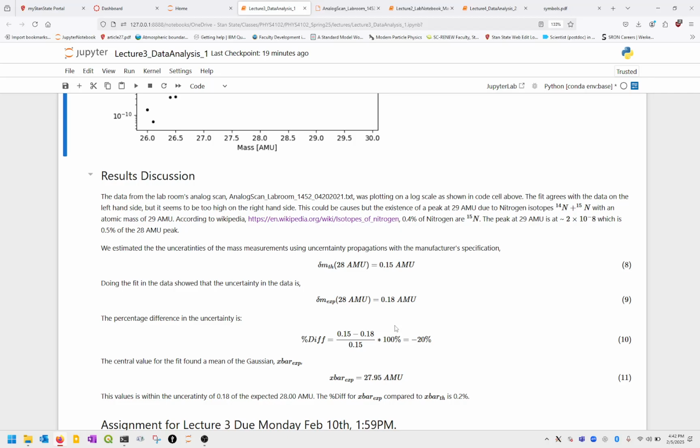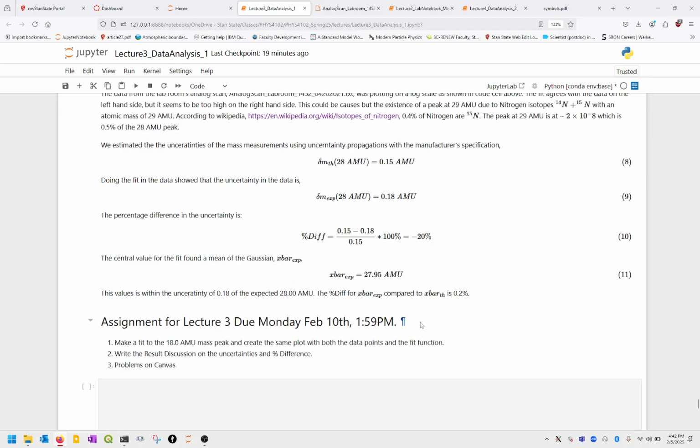Okay? This means the manufacturer is underestimating their uncertainty by 20%. If this was a plus, they are overestimating their uncertainty. Okay, the sign actually has physical meaning.